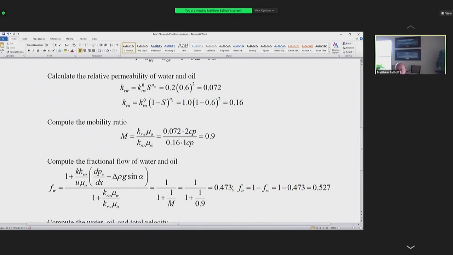So the fractional flow of water is 1 divided by 1 plus 1 over 0.9, which is 0.473. And the fractional flow of oil is just 1 minus that, which is 0.527. So that means that 47% of the flow is water and 53% is oil.